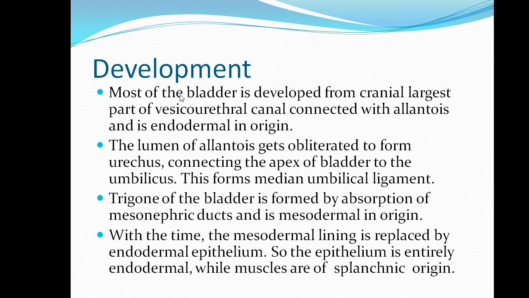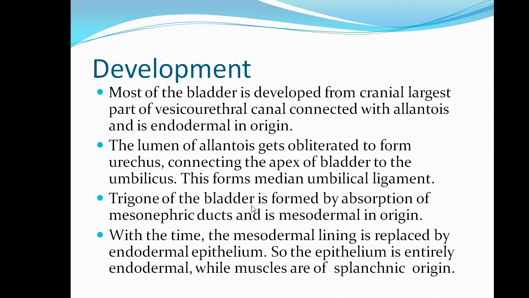Development. Most of the bladder is developed from the cranial largest part of the vesico-urethral canal connected with the allantois and is endodermal in origin. The lumen of the allantois gets obliterated to form the urachus, connecting the apex of the bladder to the umbilicus. This forms the median umbilical ligament.